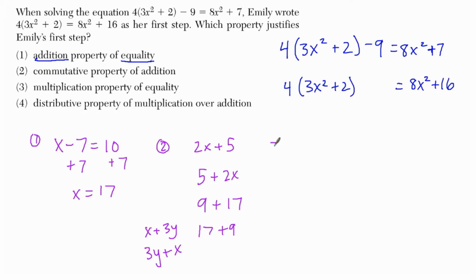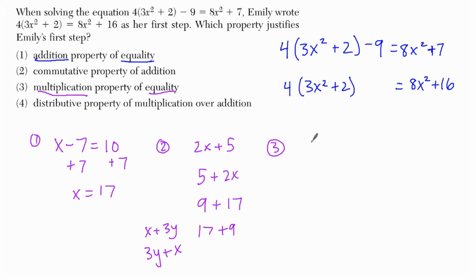Number 3 is the multiplication property of equality. So you might see some similarity between number 1 and 3. Number 1 is the addition property of equality, and number 3 is the multiplication property of equality. So as number 1 allowed you to add to both sides of the equation, number 3, the multiplication property of equality, allows you to multiply both sides of the equation.